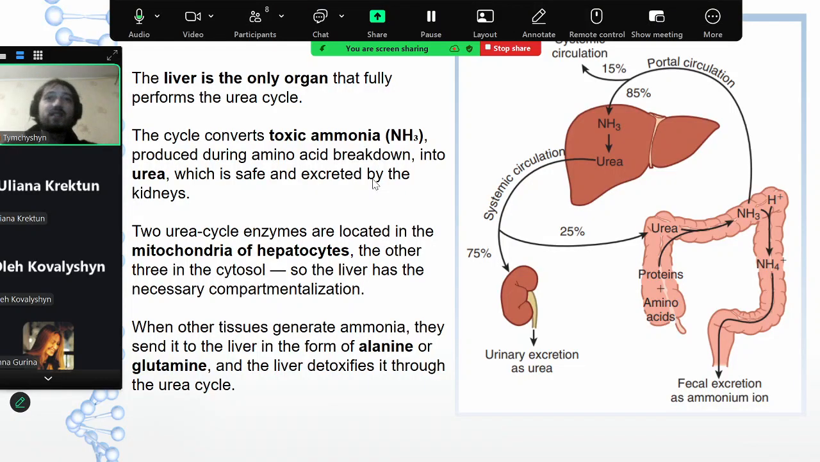And the other tissues generate ammonia and send it to the liver in the form, let's say, of alanine. So we have seen this sort of cycle when we were considering the Cori cycle. I showed you the pathway with the alanine. Or in the form of glutamine, and the liver detoxifies that in the urea cycle. So here you see the example. So we have portal circulation, we have eaten something, it gets to the liver. Here something is metabolized, urea is generated, part of it gets through renal secretion, some gets into the intestine and through intestine secretion.